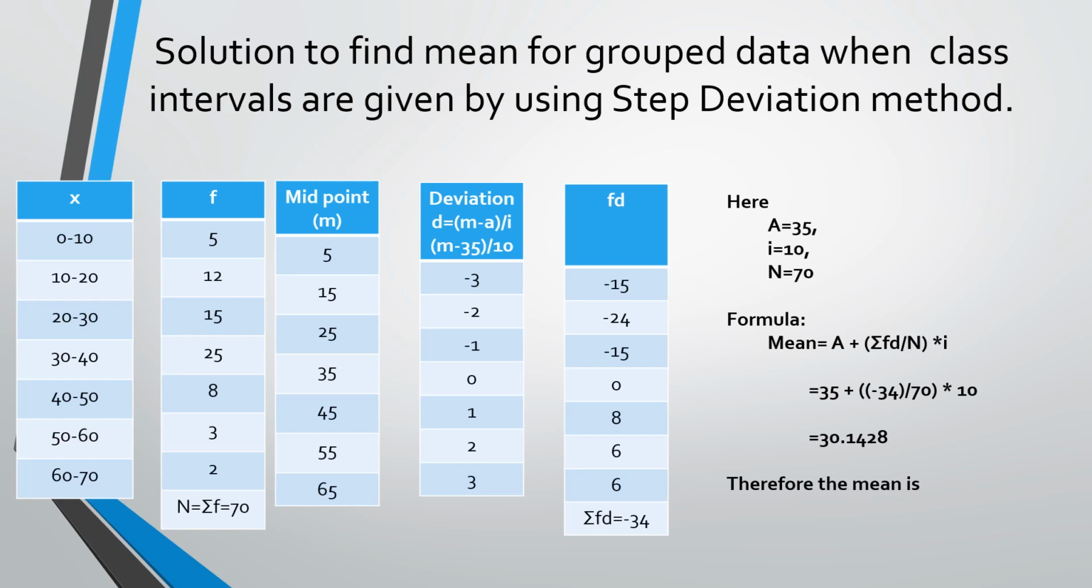It is also called an indirect method, and we can see that by the direct method as well as by the step deviation method, or indirect method, the answer is the same. That means you can solve by the direct method or by the step deviation method.